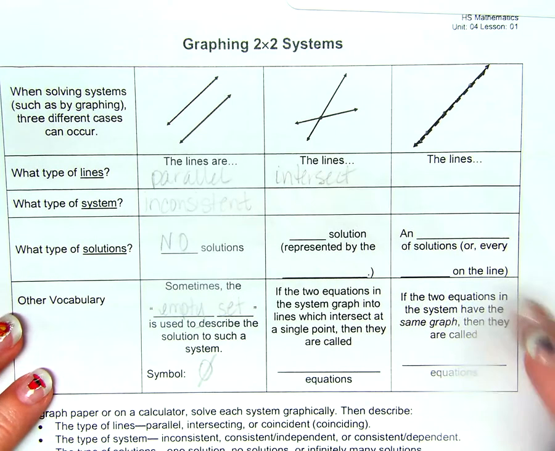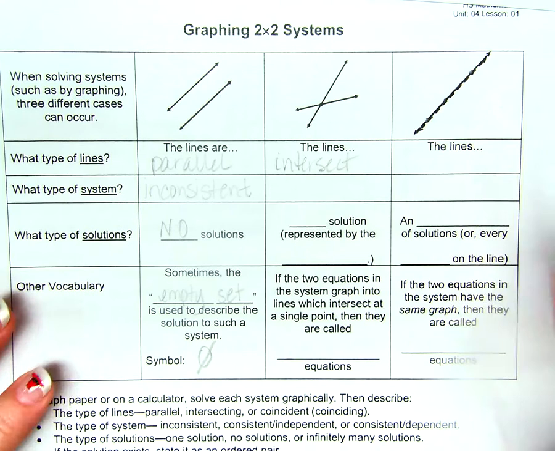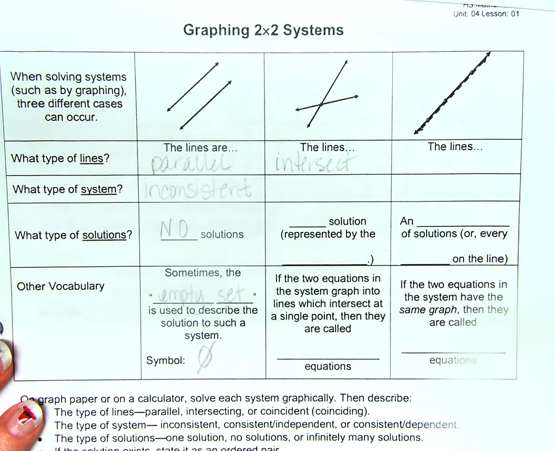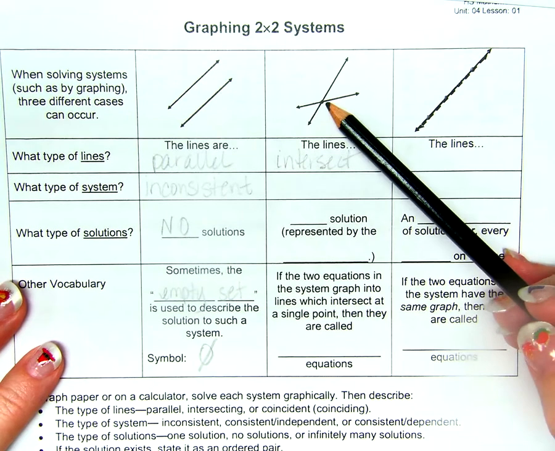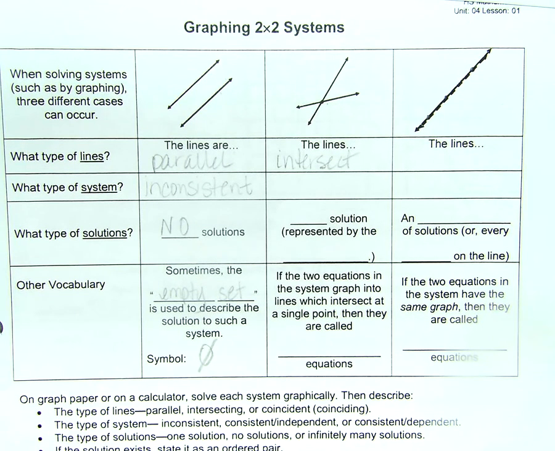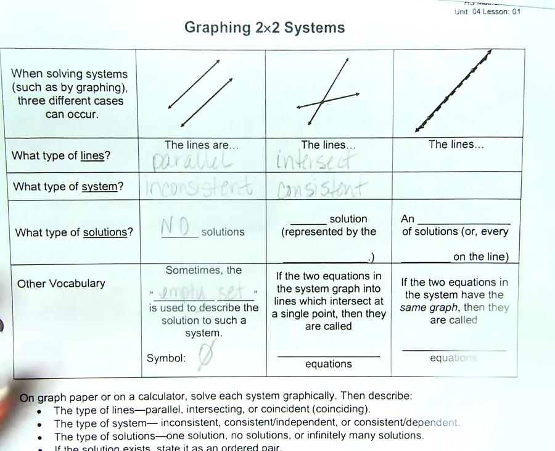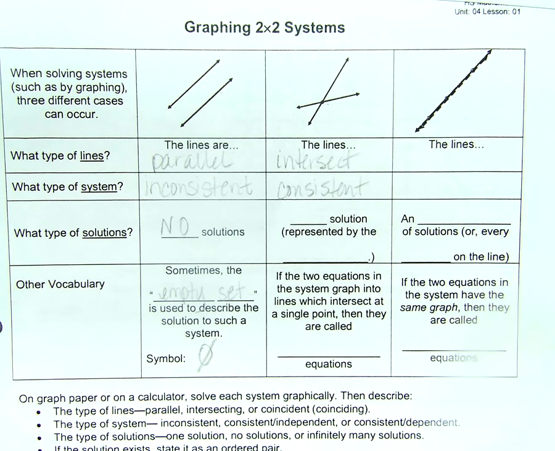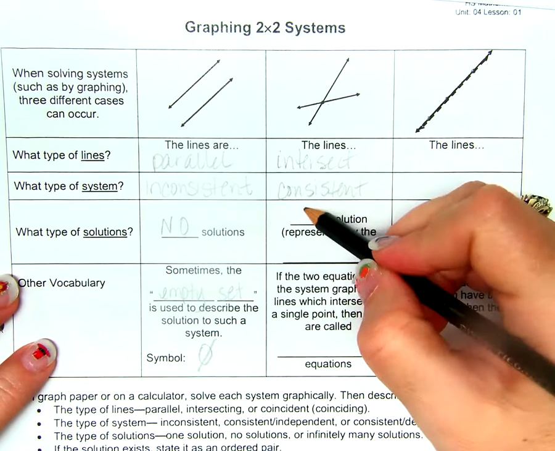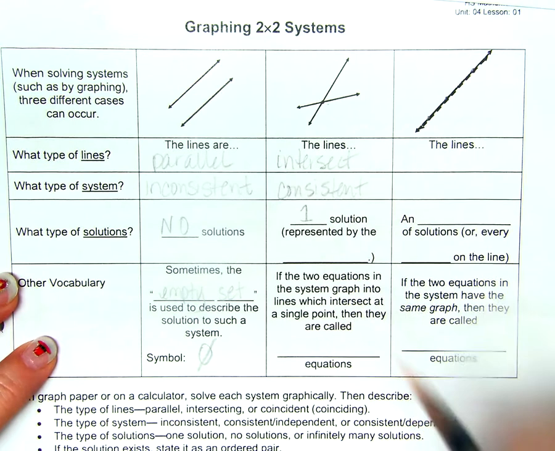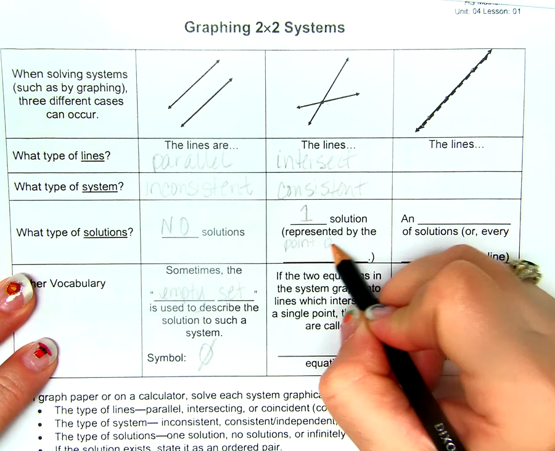What type of system is this? Why do you say consistent? Because the last one's inconsistent and they didn't cross, and this one crosses, so maybe it's consistent. That's a very, very wise thing. Okay? And in fact, it's correct. It's using your context clues, right? Okay? How many solutions are there? One solution. And it is represented by the, we're going to say point of intersection, but absolutely right.